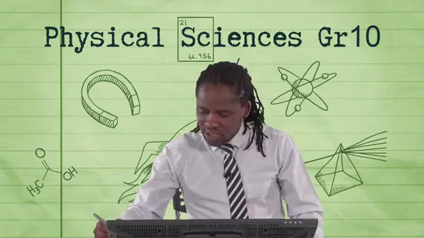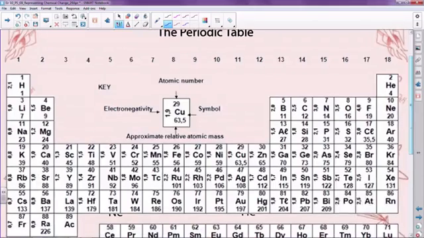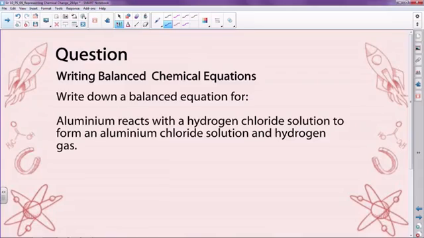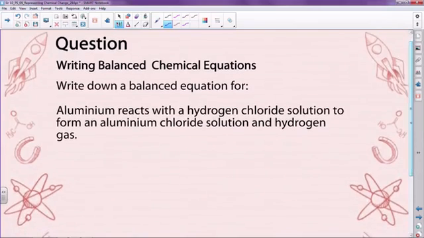Now, this is the periodic table. We transformed the words into symbols. That's our sodium. There is our chlorine. So our product must consist of these two elements. Very, very important.